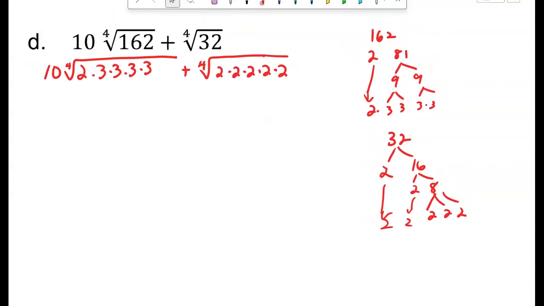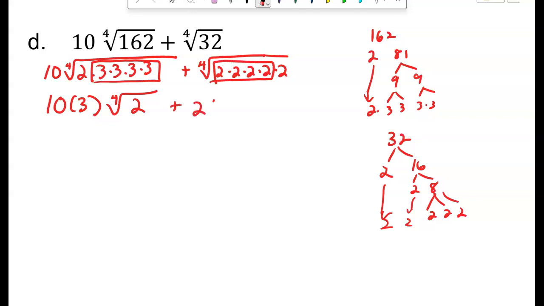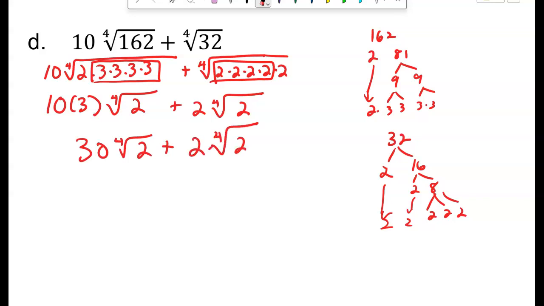All right, let's simplify. Do I have any fourth? Yes, 3. So we got 10 times 3 times the fourth root of 2. Any over here? Yes, we have one set of 4, so the 2 comes out. So 2 times the fourth root of 2. Well, that's 30 times the fourth root of 2 plus 2 times the fourth root of 2. What's 30 plus 2? 32. Because these are the same, are we allowed to combine them this time? Yeah. So we get 32 times the fourth root of 2.